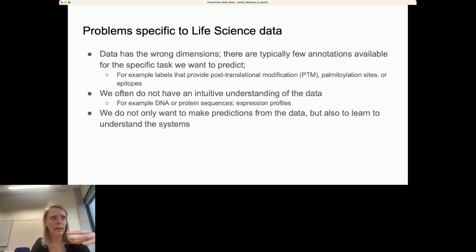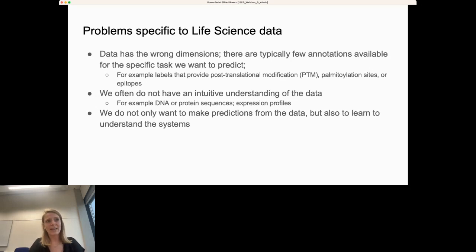Another point that I already kind of mentioned is that we often do not have an intuitive understanding of the data. So for example, where text and images we can read easily, as humans, we don't really have intuitive understanding of DNA or protein sequences or even expression profiles. So that means that it's more difficult to develop the machine learning methodology in the first place because we can't immediately see if the predictions make sense.